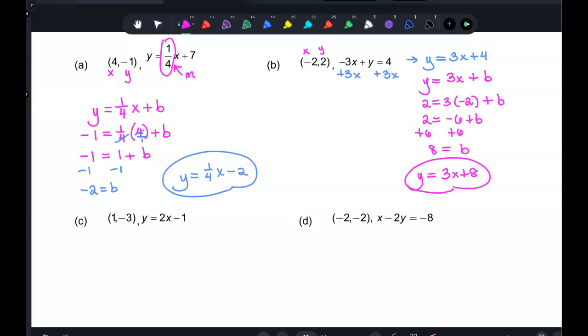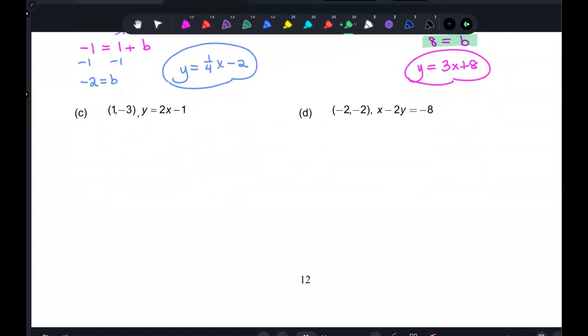So again, we're going to take this equation, figure out what b is, and then just rewrite it with b in the answer. It's actually easier than what we just learned, the point-slope form, because this is a lot of repeat of what we were doing.